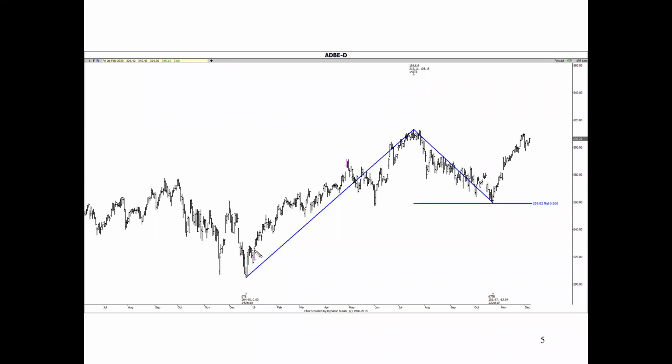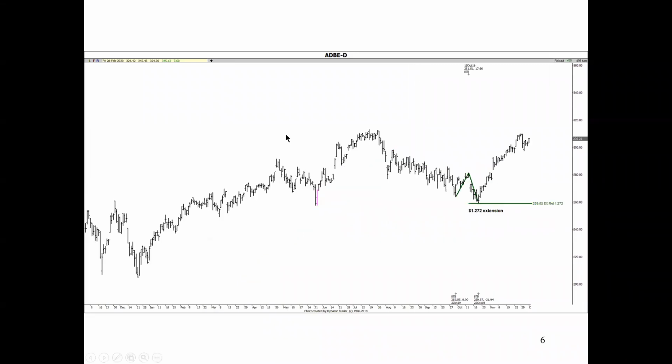Third, we actually had a 50% retracement of a major low to high swing, and this just happened to overlap those other projections that came in at 259.03. One more extension or price relationship that we had in this area was the 1272 extension of the prior low to high swing, extended downwards. That came in at 259.05. That was the 1272 extension.